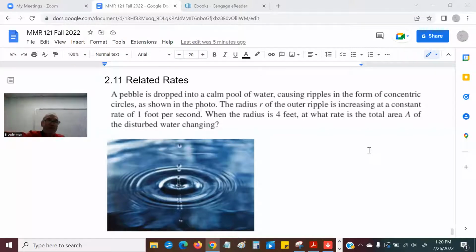Hi, everybody. Today we're going to do a topic called related rates. This is section 2.11. So let's look at this problem, and I'll explain what I mean by related rates.